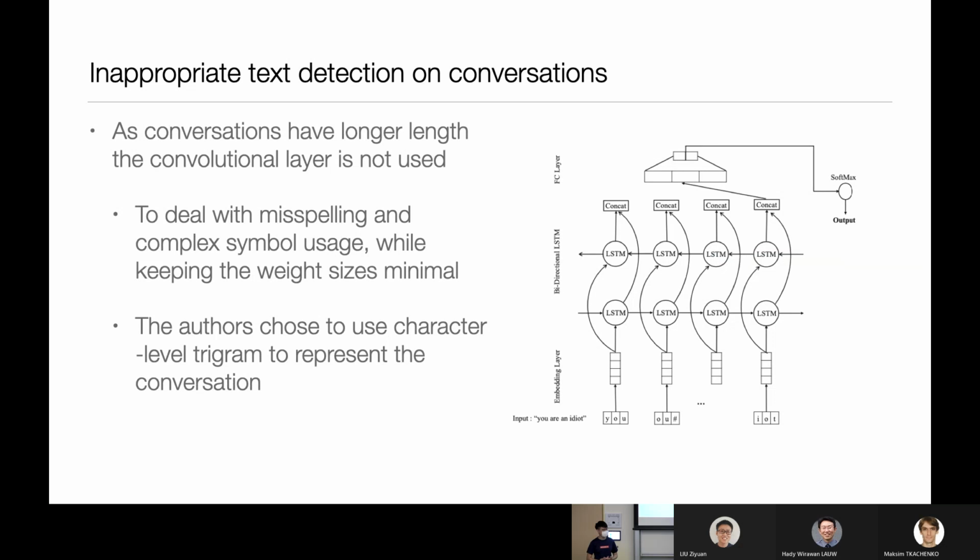But the problem with character-level inputs is that it's going to take very long to train and very long to predict. So the balance is to use trigrams instead of single grams. So for a sentence like "you are an idiot", you put in "you", followed by "ou " and so on and so forth. This allows it to be more robust to misspellings, for better prediction.